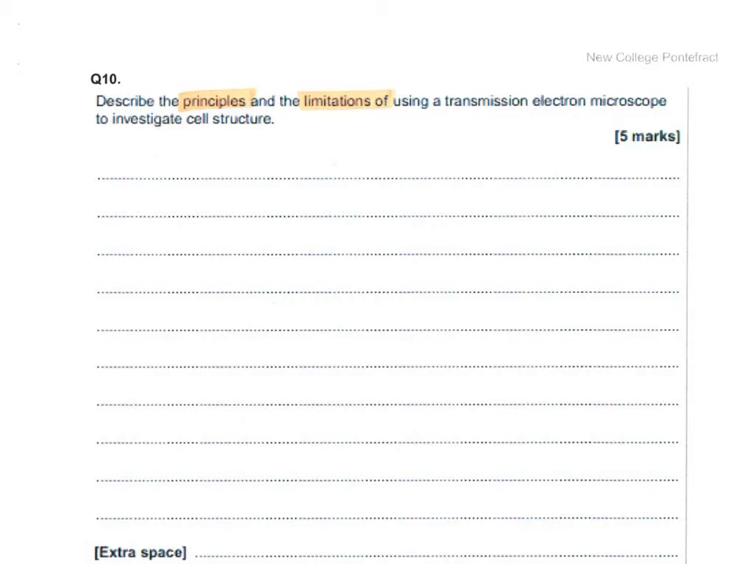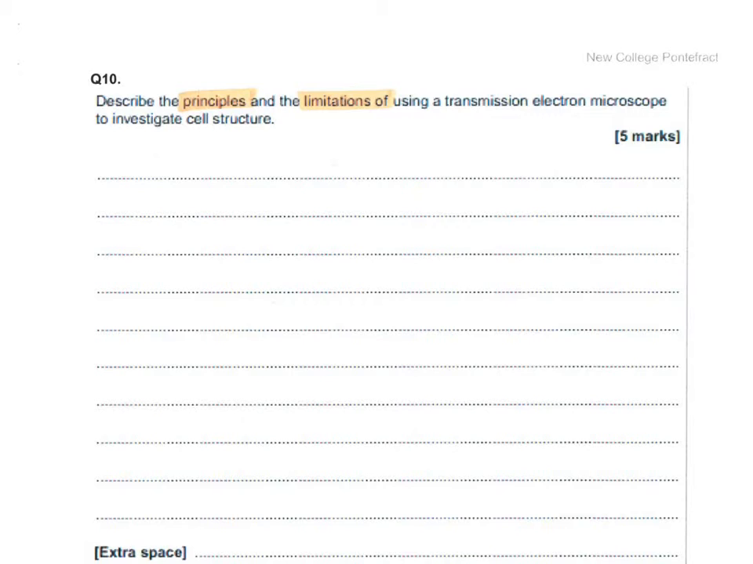Principles and limitations. A lot of students weren't sure what the word principles meant, but it's kind of like how it works. So the idea that a beam of electrons passes through the sample. The darker the colour is because they've absorbed more electrons. And why electron microscopes are really good is they've got really high resolution because electrons have got a much shorter wavelength than light.